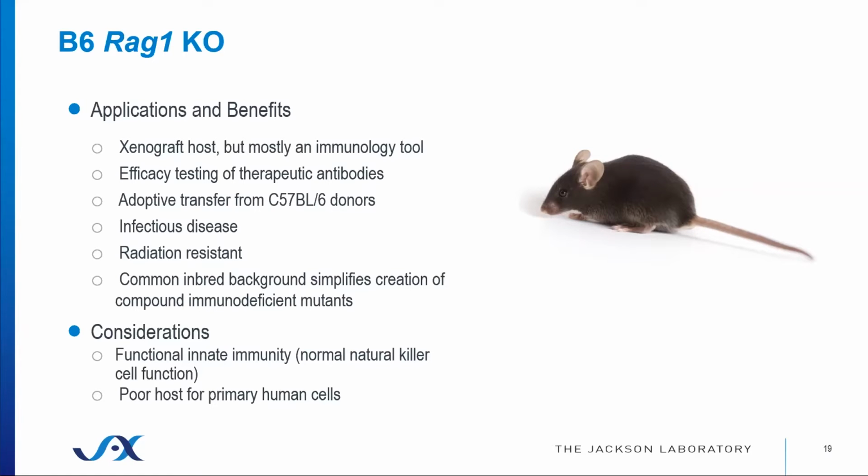Because they are on a C57 Black 6 genetic background, which is the most frequently used background for biomedical research, these mice are frequently used for adoptive transfer from B6 donors and in combination with other mutations or transgenes on the C57 Black 6. An advantage is that the B6 RAG1 knockout mice are radiation resistant, unlike the mice with the SCID mutation. The major limitation of the B6 RAG1 knockout mouse is the presence of the intact innate immune system. Therefore, they are a poor host for primary human cells.